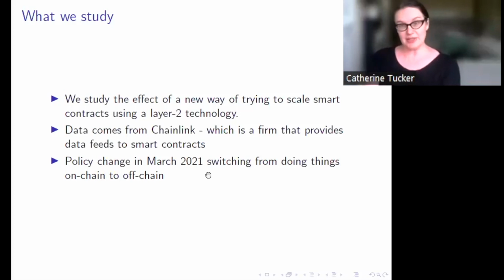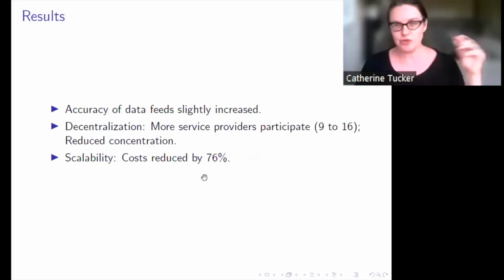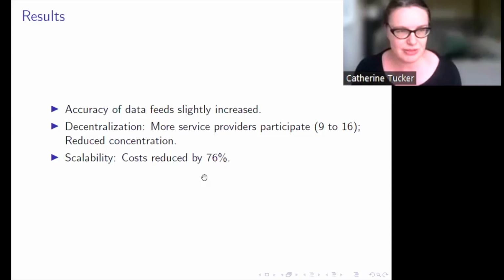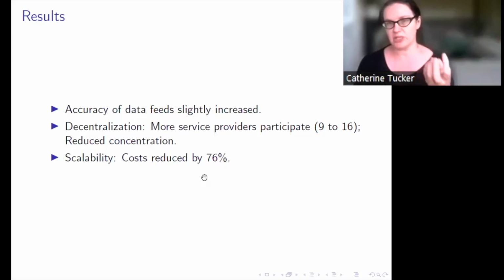Now, what we're going to study, and the reason I'm excited and why I got involved, is that Chainlink did something very unique. Previously, you could think of all of the data feeds they offered as being on-chain. And then in March 2021, they switched it all to being off-chain. So I'll just tell you what the results are, because we're economists and this is not a murder mystery. We're going to show that when you move stuff off chain, you can, it seems, resolve some of this trilemma. We had a slight increase in the accuracy of the feeds, mainly coming from the fact that we were able to get more participation from different data feed providers. And in terms of scalability, unsurprisingly, the moment you're not having to pay gas fees by putting things on chain, you have a huge reduction in costs, which is what we saw.